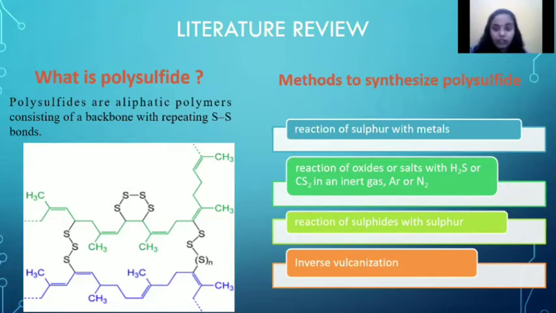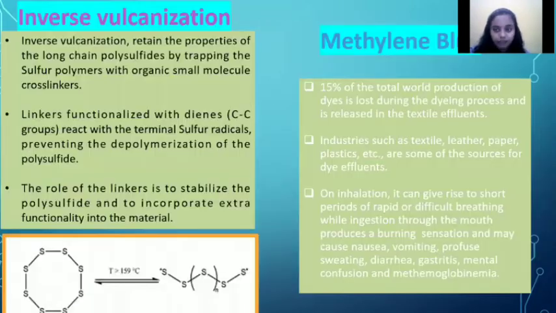Here we have a few methods to synthesize polysulfide: reaction of sulfur with metals, reaction of oxide and salts with hydrogen sulfide, reaction of sulfides with sulfur, and also inverse vulcanization method. The diagram below shows the ring opening of the sulfur-sulfur bond. When the ring opens, the carbon-carbon double bond from the waste cooking oil cross-links with the sulfur-sulfur bond in order to form polysulfide.